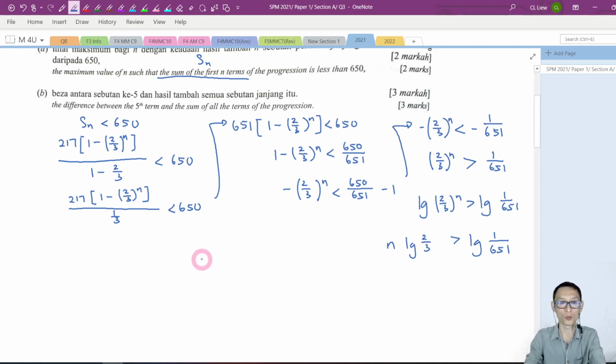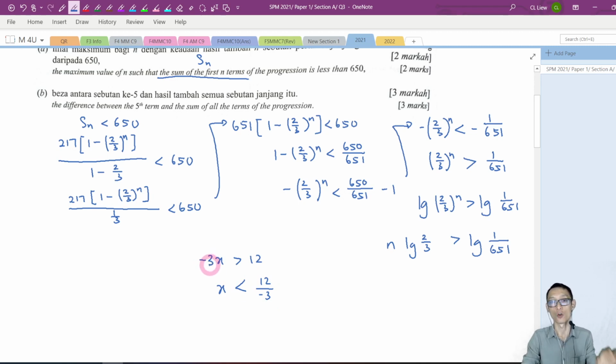Let me explain this to you first. Let's say negative 3x is greater than 12, for example. So x is, try to think, greater than or less than? It becomes less than. When multiply becomes divide, or divide becomes multiply, and the number you bring to the other side has a negative sign, remember to flip the inequality sign. What we are doing is dividing both sides by negative 3, that's why we flip the inequality sign. Here we need to do the same thing.